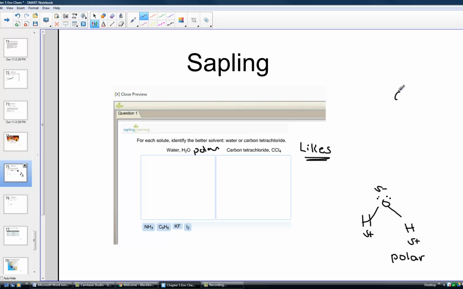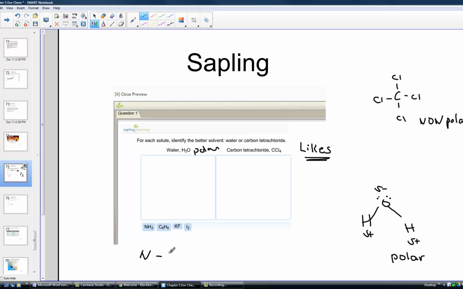Carbon tetrachloride is a completely symmetrical molecule. If I stand in the center atom and look up, down, left, right at all four domains, they're all identical. This is said to be a non-polar molecule. Likes dissolve likes, so anything that is non-polar is going to dissolve better in carbon tetrachloride.